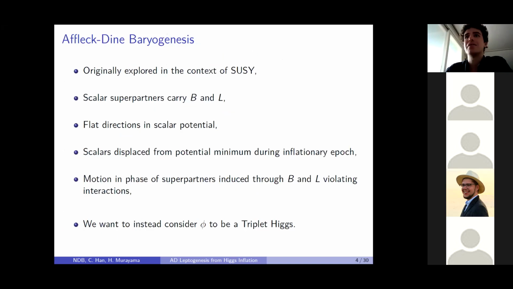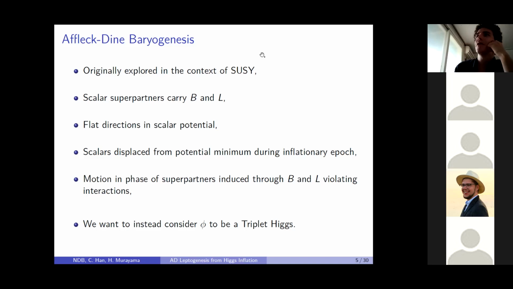So just to briefly look at the original iteration of Affleck-Dine baryogenesis. When it was first proposed, they considered this supersymmetry context, the reason being that you have many fermions, or the scalar superpartners of the fermions, that carry B and L. These scalars also have flat directions in their scalar potential. The other component is that we also have high dimensional B and L violation.